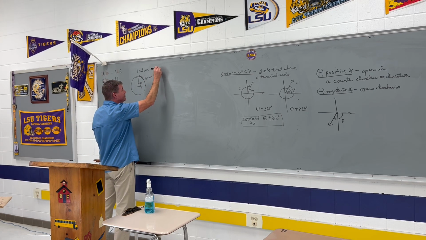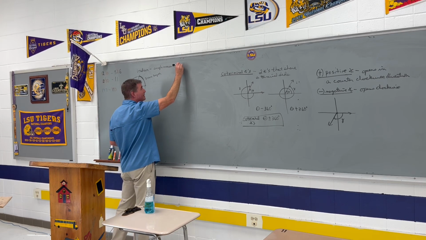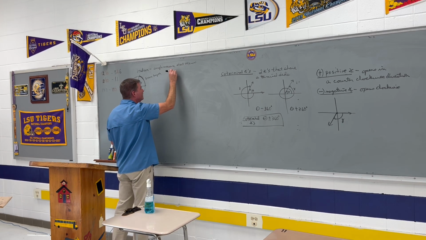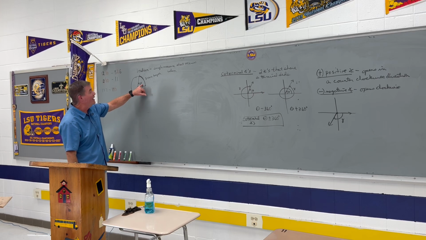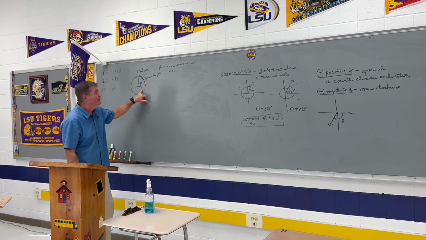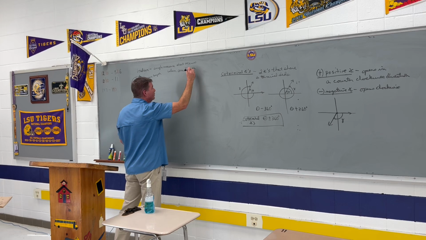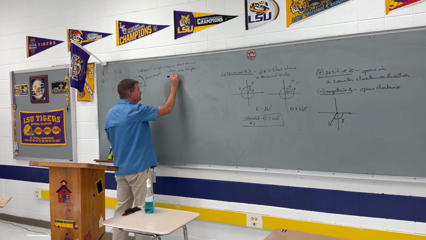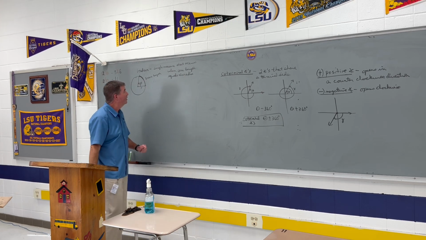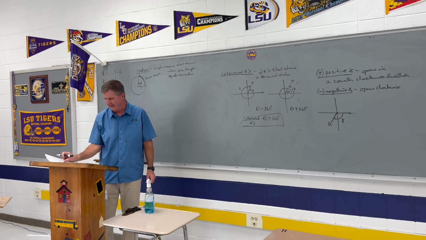1 radian is the angle measure, so it's actually theta. It's the angle measure that occurs when the arc length and the radius are equal to each other. So when the arc length equals the radius, that's considered to be 1 radian.